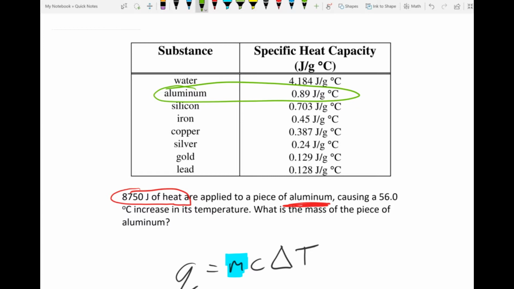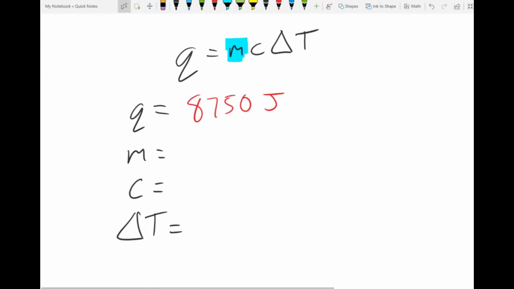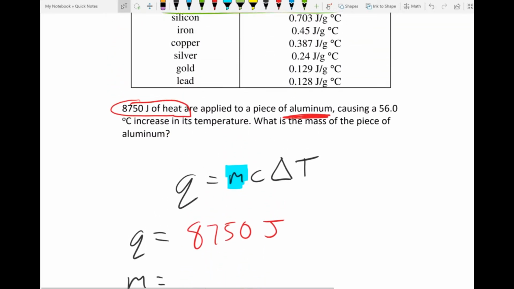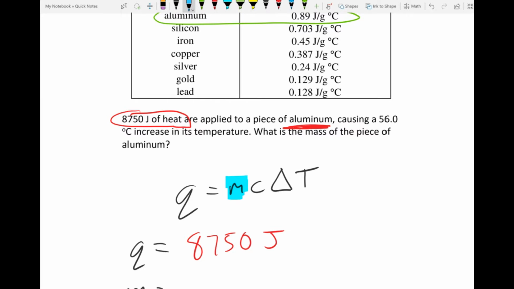Aluminum has a specific heat of 0.89 joules per gram degree Celsius, so that's what we're going to use. We have 0.89 joules per gram degree Celsius for our specific heat. And then the next thing that it says is, when you apply that heat, you're going to cause a 56 degree increase in the temperature.